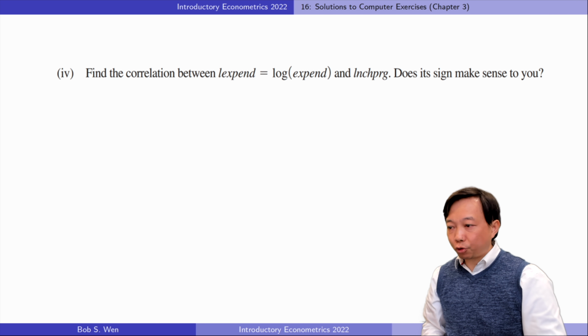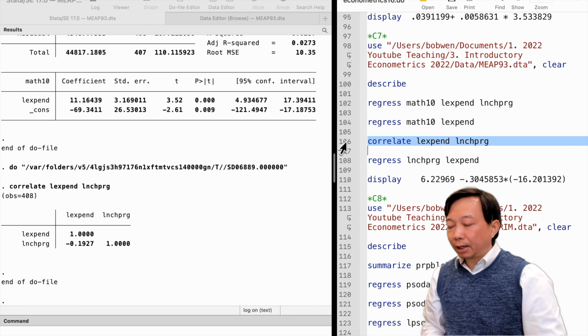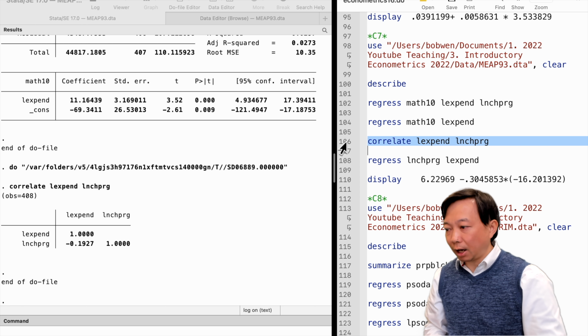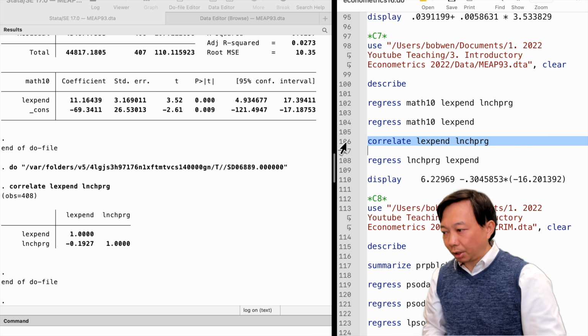The correlation coefficient between the log expenditure and the school lunch program participation is negative. It is -0.927. It makes sense because the schools in rich areas tend to spend more on each student, and the families in these areas are less likely to fall below the poverty line and participate in the school lunch program. So the percentage of students in the lunch program is negatively related to the spending per student.